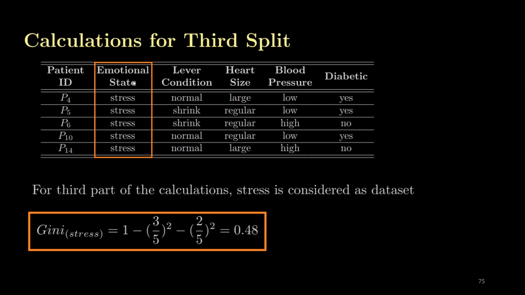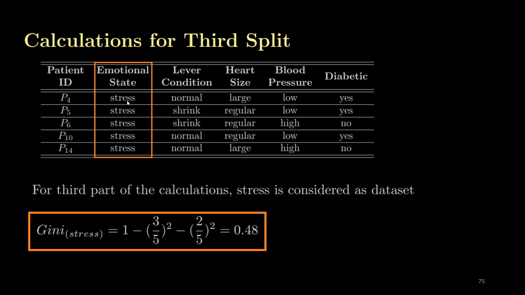Now here we have transformed our original data for stress. So here stress is considered as a data set. These are the corresponding values with the liver condition. These are the corresponding values with the heart size. And these are the corresponding values with the blood pressure. So here stress will be used as the whole data.